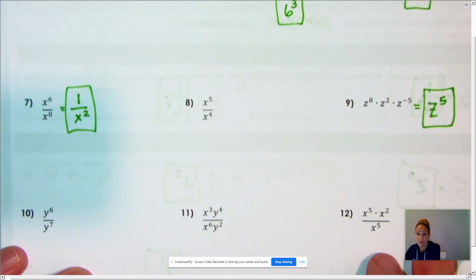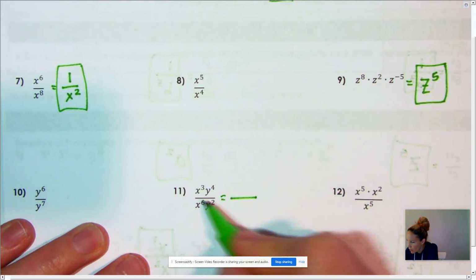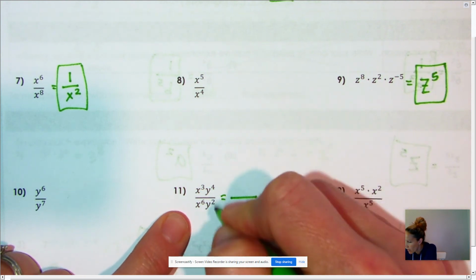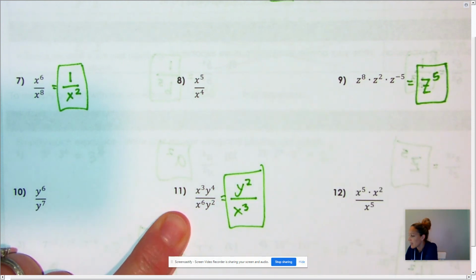Okay. Question number 11. The question is, where do I have more x's, top or bottom? I've got more in the bottom by 3. Where do I have more y's? I have more in the top by 2, and that is it.